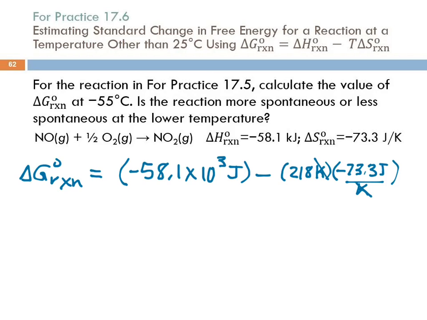So we have minus 58.1 times 10 to the third minus 218 times negative 73.3. So that's minus 42120.6 joules, which is minus 42.1 kilojoules.